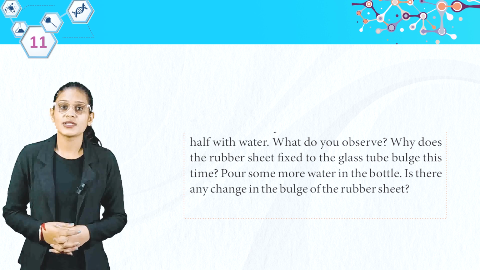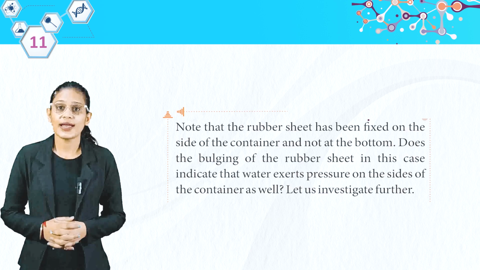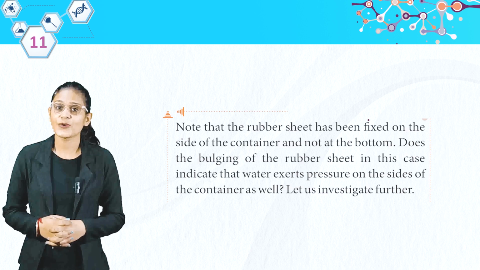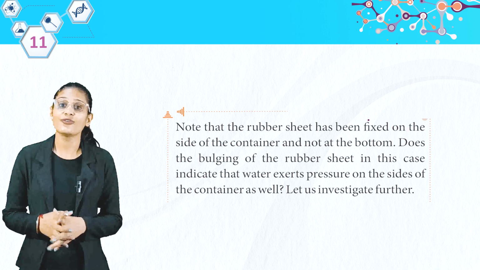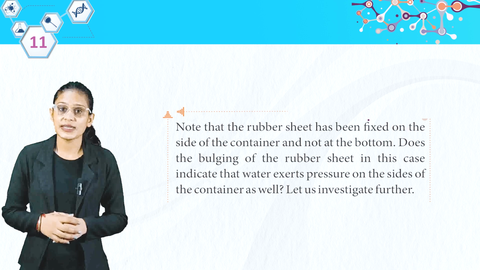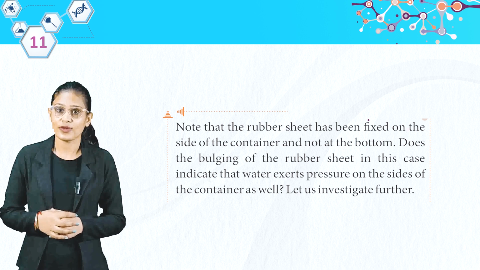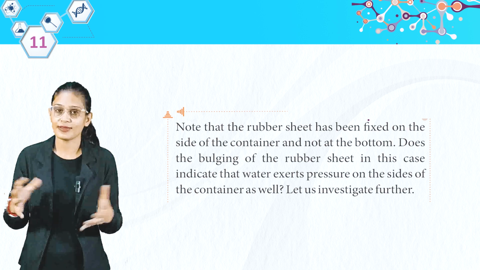Pour some more water in the bottle. Is there any change in the bulge of the rubber sheet? Note that the rubber sheet has been fixed on the side of the container and not at the bottom. Does the bulging of the rubber sheet in this case indicate that water exerts pressure on the sides of the container as well? Let us investigate further.